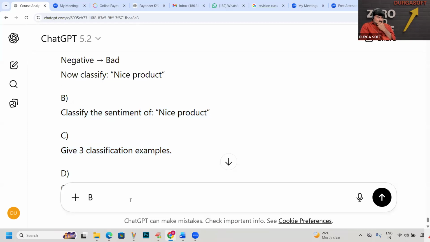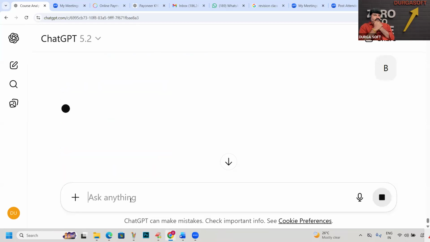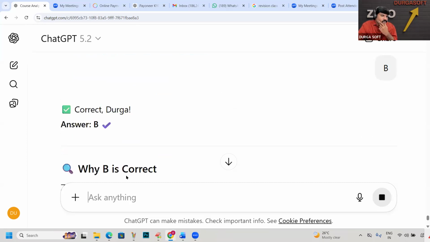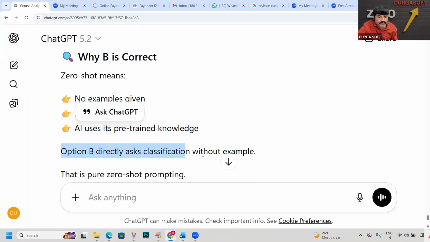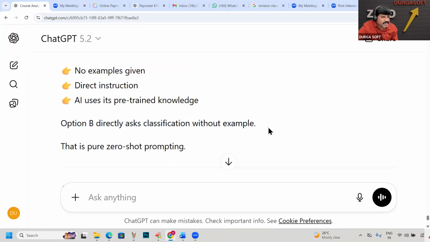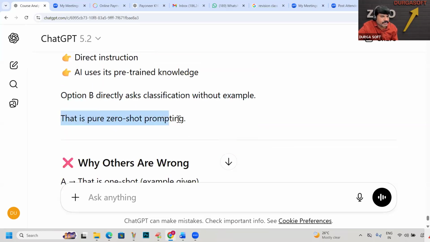C also: give three classification examples. It is a normal prompt. Have you observed? Zero example, that's all, in both the cases. B is correct. Zero-shot means no examples given. Direct instruction. A uses pre-trained knowledge. Option B directly asks classification without example. Option C asks for examples, not classification. This is the pure zero-shot prompting.